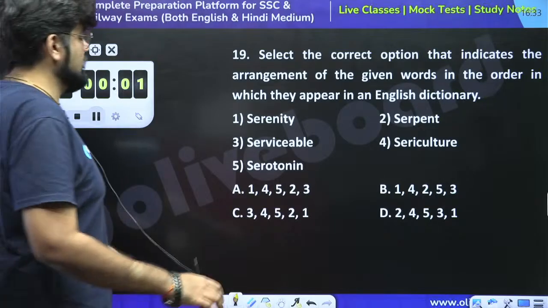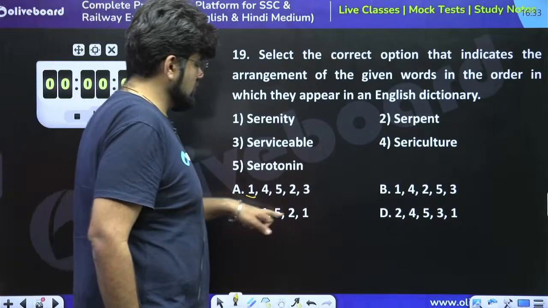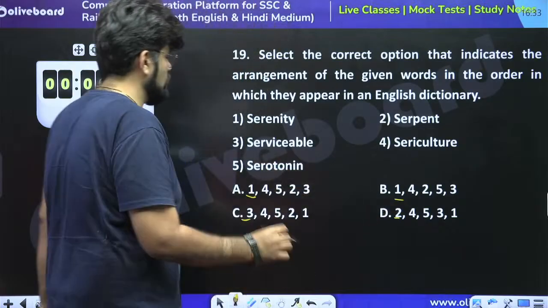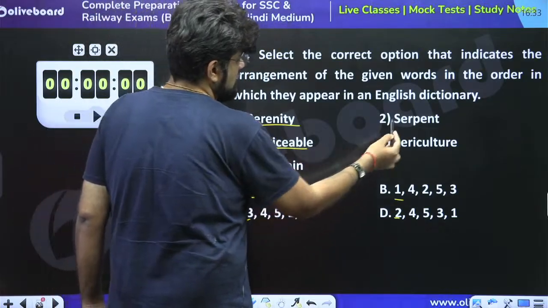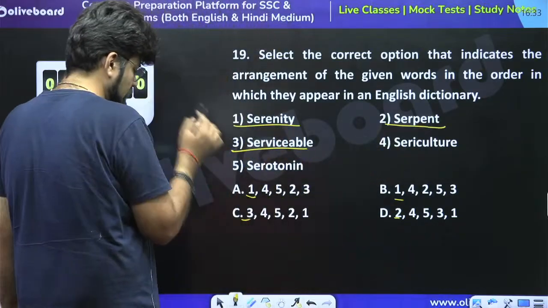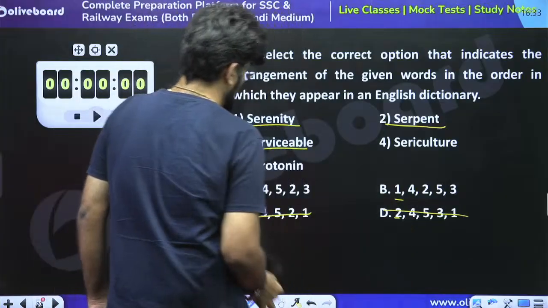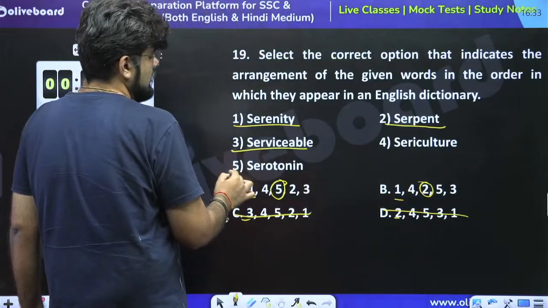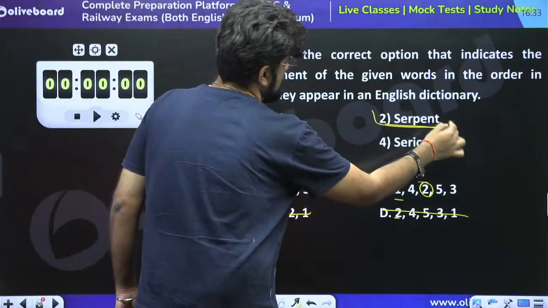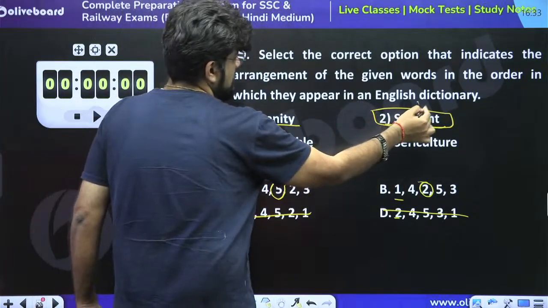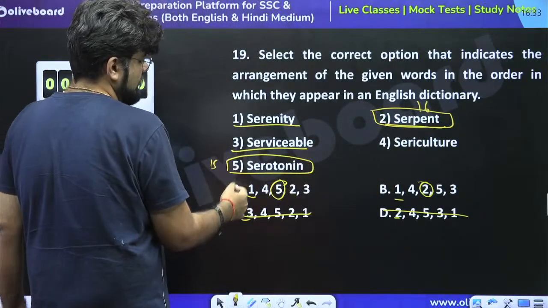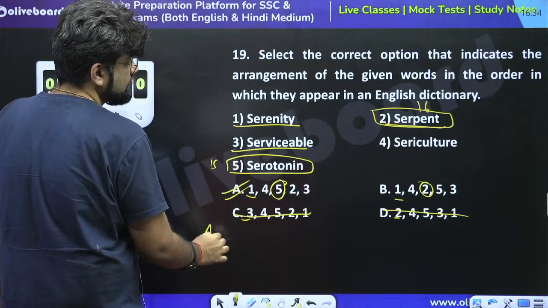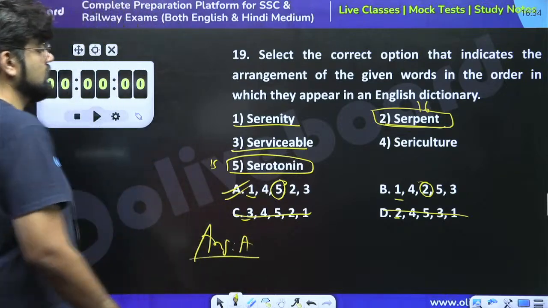Okay, out here on the first place is 1, 3 and 2. So serenity, serviceable, serpent. 1 is going to come first, so this is gone, this is gone. After 1 we have 4, so now we have to check between 5 and 2. Serotonin, serpent. This is 16, this is 15. Obviously 5 will come first, so option A is the right answer. Okay.